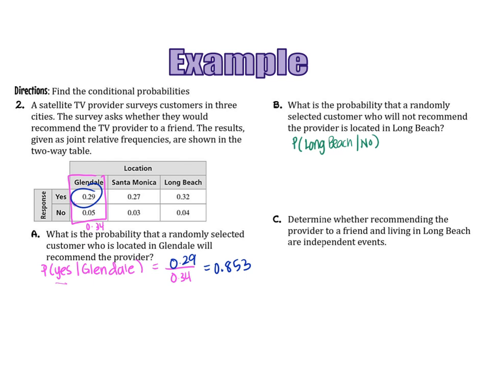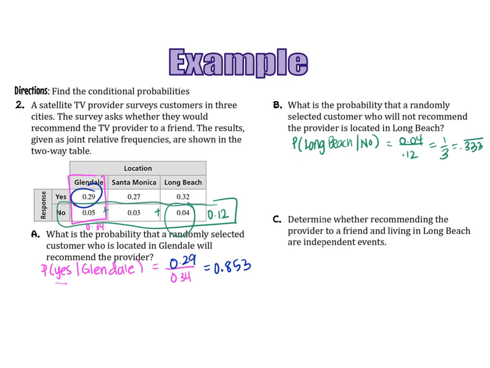Hopefully you had time to work through that. This question is asking us for the probability of Long Beach given no. So we're looking at the no column. If we sum the values across this column, we're going to get 0.12 is the sum, is how many people chose no. So given that no was the response, the probability of someone being from Long Beach is going to be that number in the Long Beach column. And if we simplify this fraction, we end up getting 1/3 or 0.33 repeating.